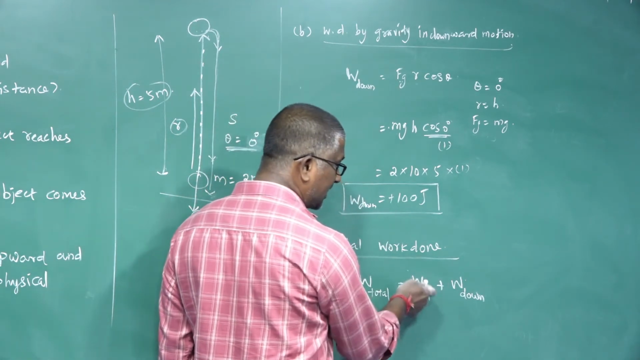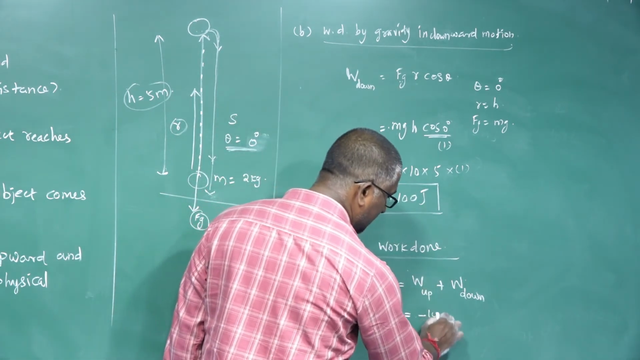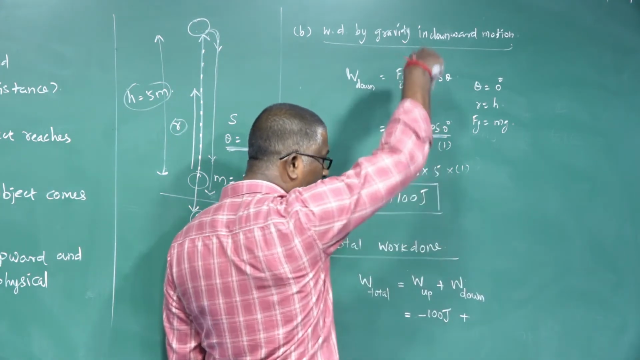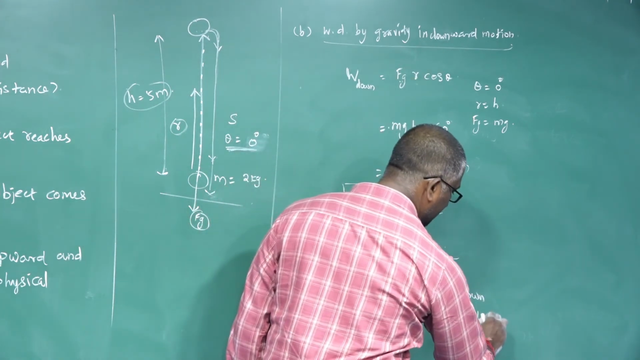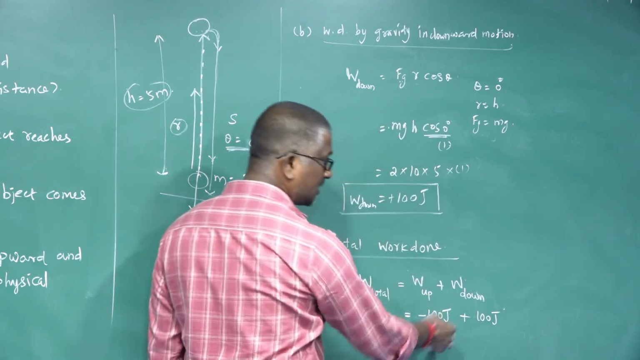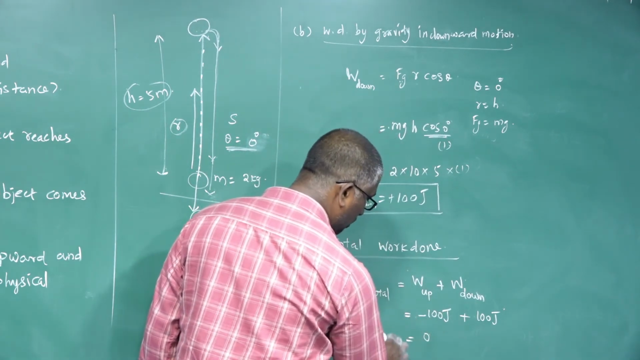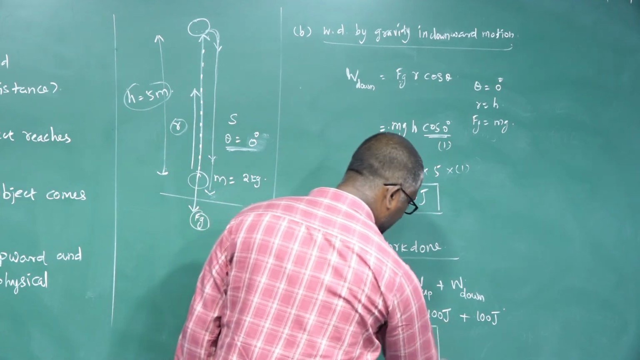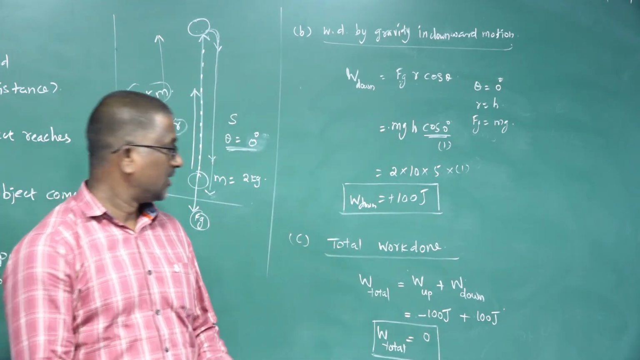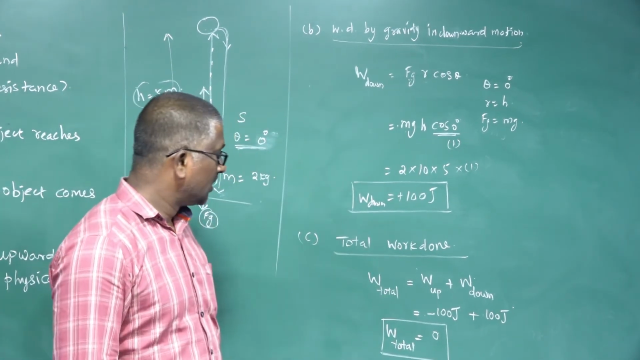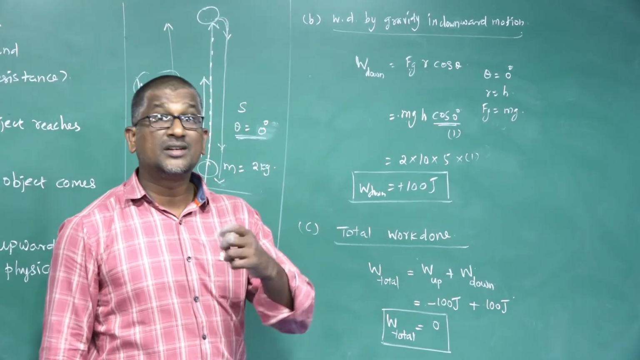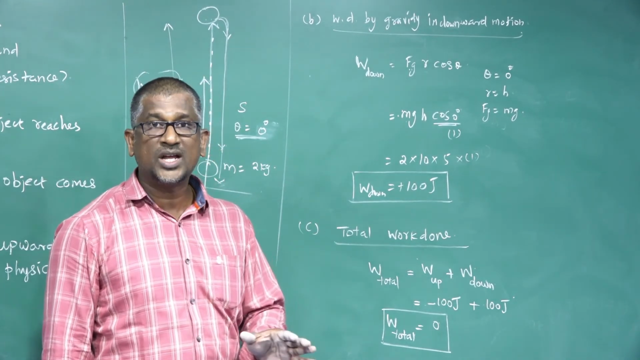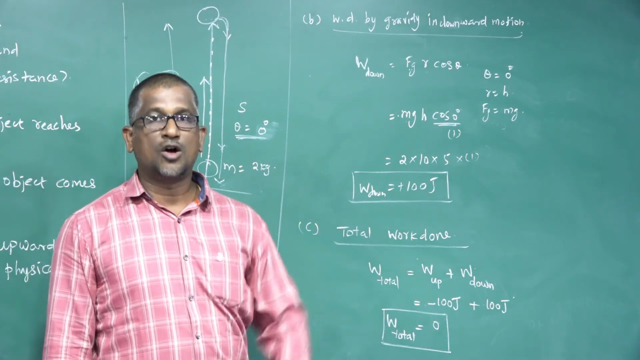Work done by gravity during upward motion is minus 100 joule, and work done by the same gravitational force during downward motion is plus 100 joule. So minus 100 plus 100 is 0. So total work done by gravity in the entire trip is 0. From this it is clear that gravity does not transfer any energy to the object.